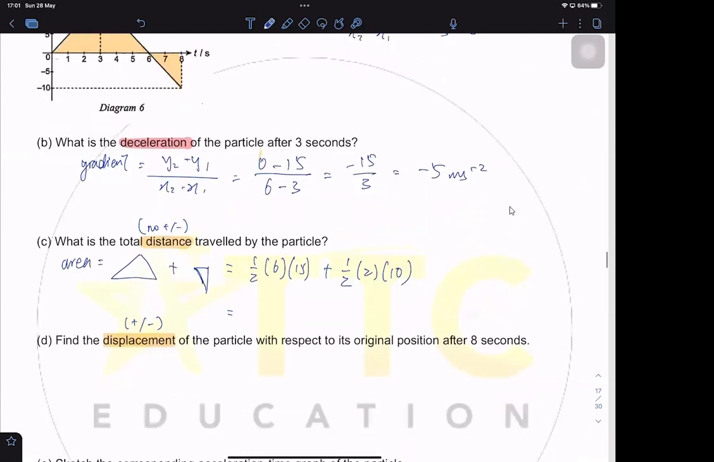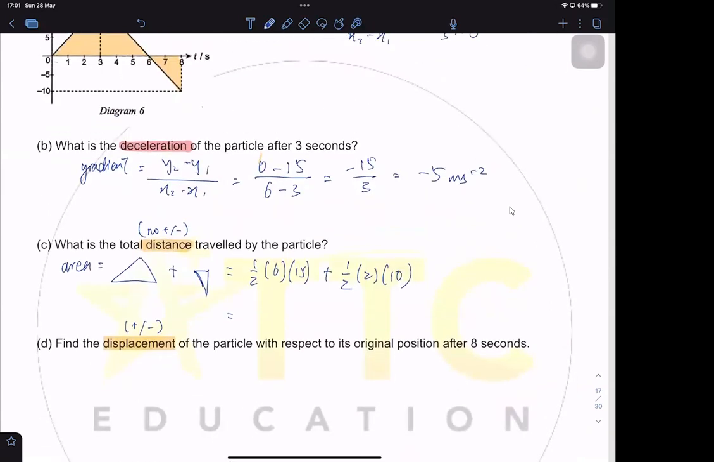So half times 6 is 3. 3 times 15, 45. Half times 2, 2. 2 times 10 is 10. So 55 meters. That's the total distance traveled by the particle.